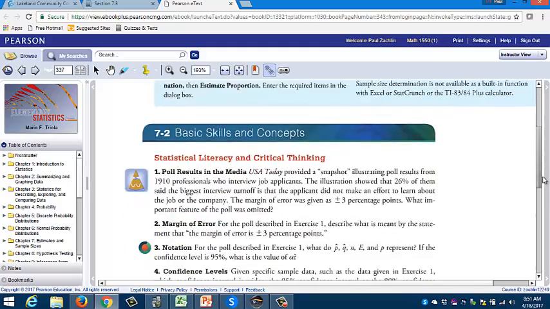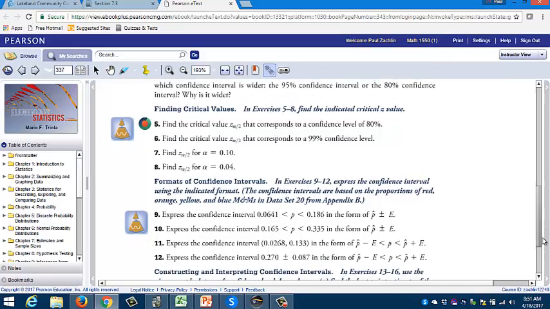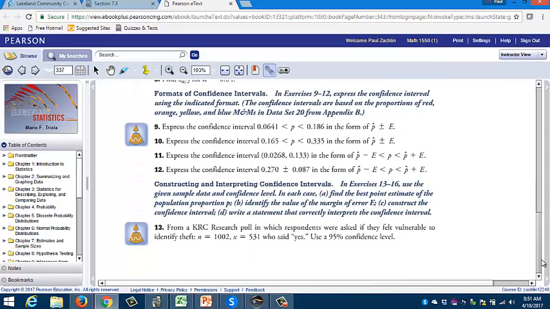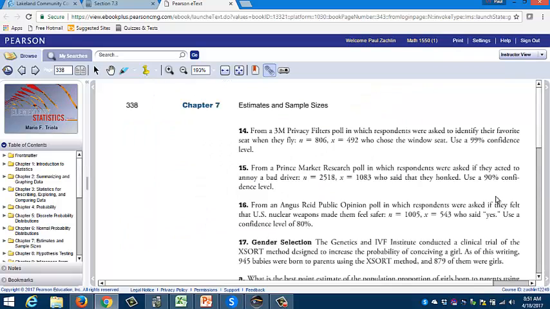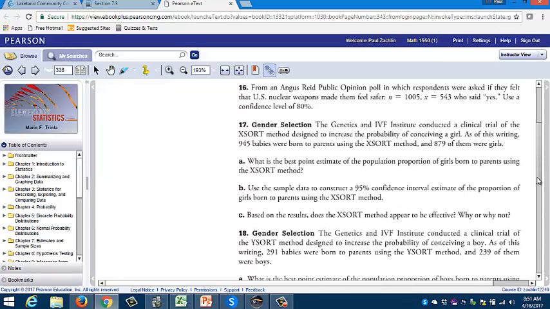It says, okay, express the... no, right here. In exercises 13 to 16, that's not it. We're doing 17. So what are the directions? Oh, part A. Oh, I see. They have different parts. Okay. What is the best point estimate of the population proportion of girls born to parents using the XOR method?